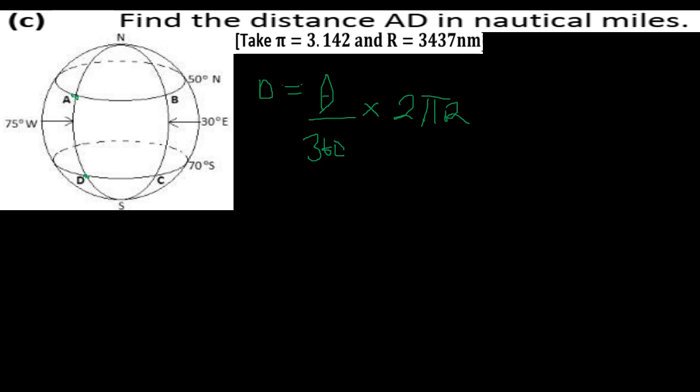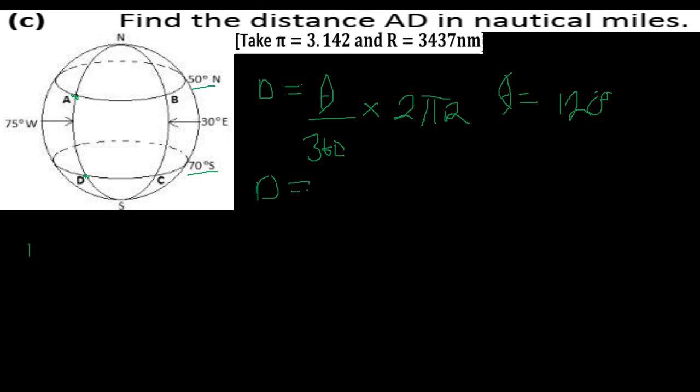Now to find the distance of AD, what's the first thing that you're supposed to do? The first thing is simply to find the difference, which is theta. So theta, which is the difference, is equal to the difference in what? In latitude. So what is the difference in latitude between points A and D? Point A lies on latitude 50 degrees north, and point D lies on latitude 70 degrees south. So our difference is simply 120 degrees.